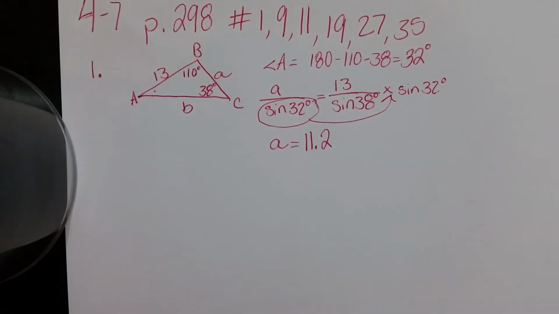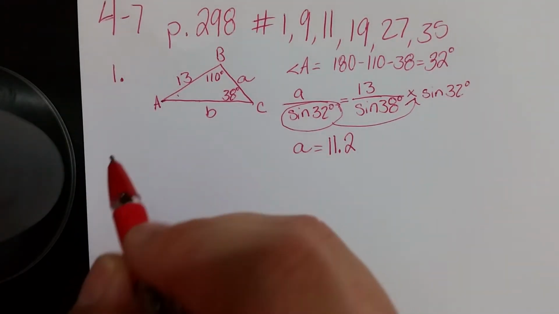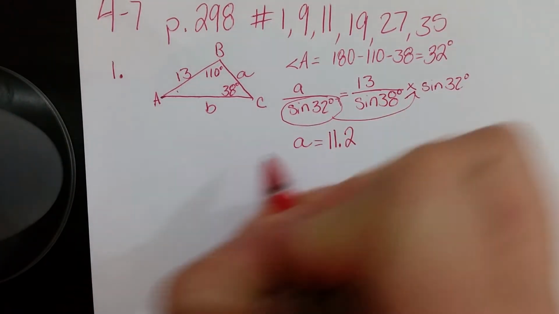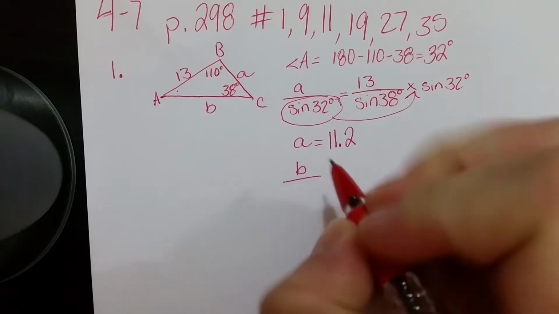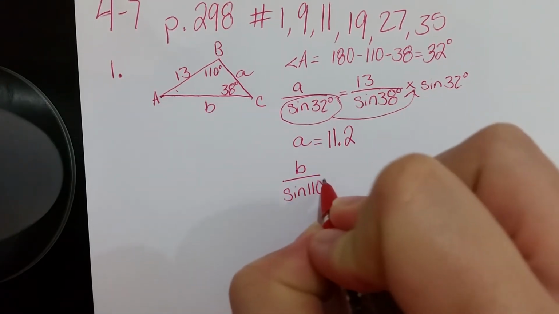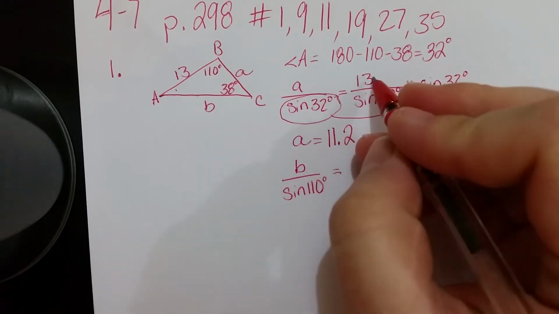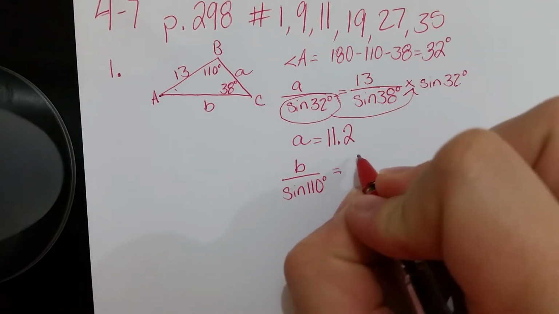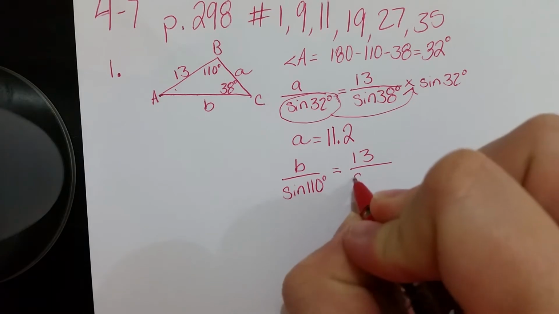Alright, so then for side B, I'm going to basically do the same thing. I'm going to have B over sine of 110 equals, and I'm still going to use 13 and sine 38.